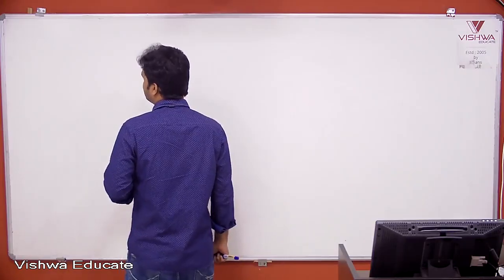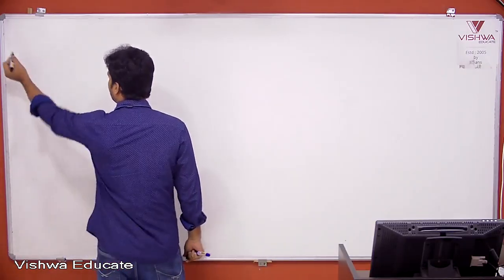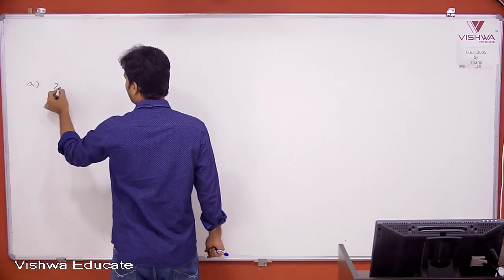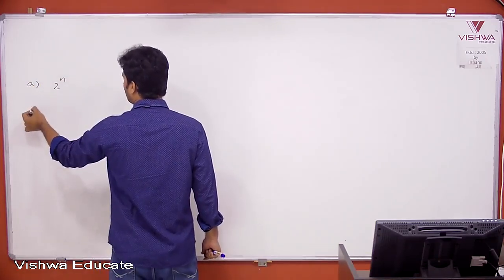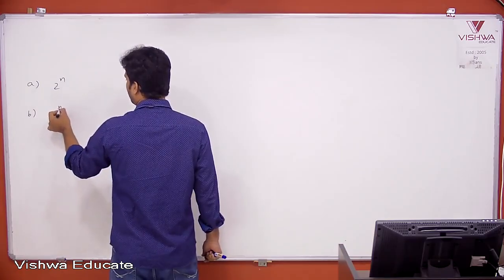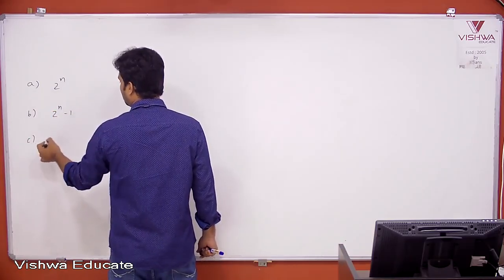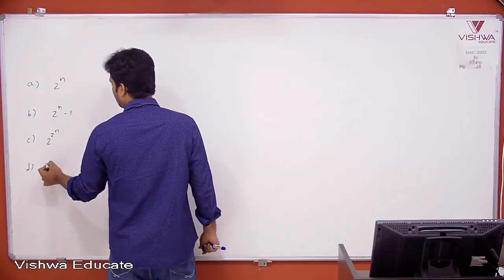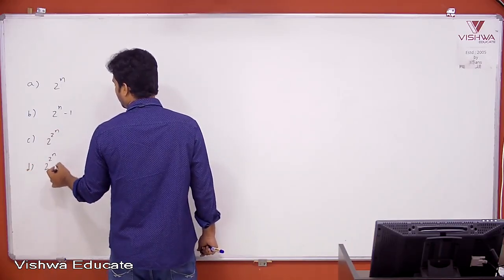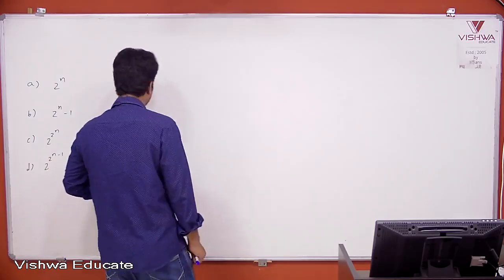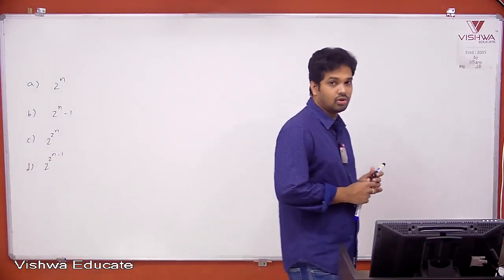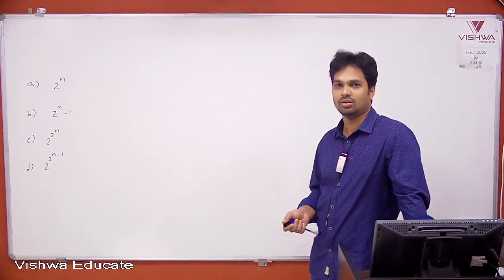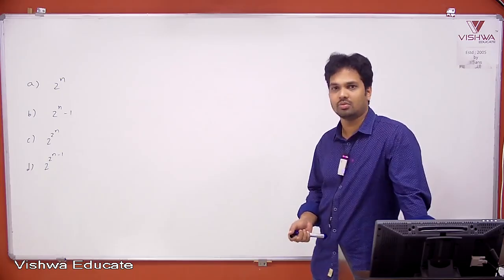Determine the number of Boolean functions possible with n Boolean variables. Determine the number of different Boolean functions possible with n Boolean variables. Please copy the options.